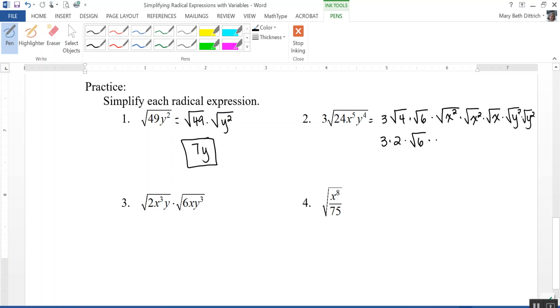And then I have 2 x's and a square root of x and 2 y's. And combining all of the terms that are not underneath the square root gives me 6 x squared, y squared, square root of, now combining the ones underneath, 6x.